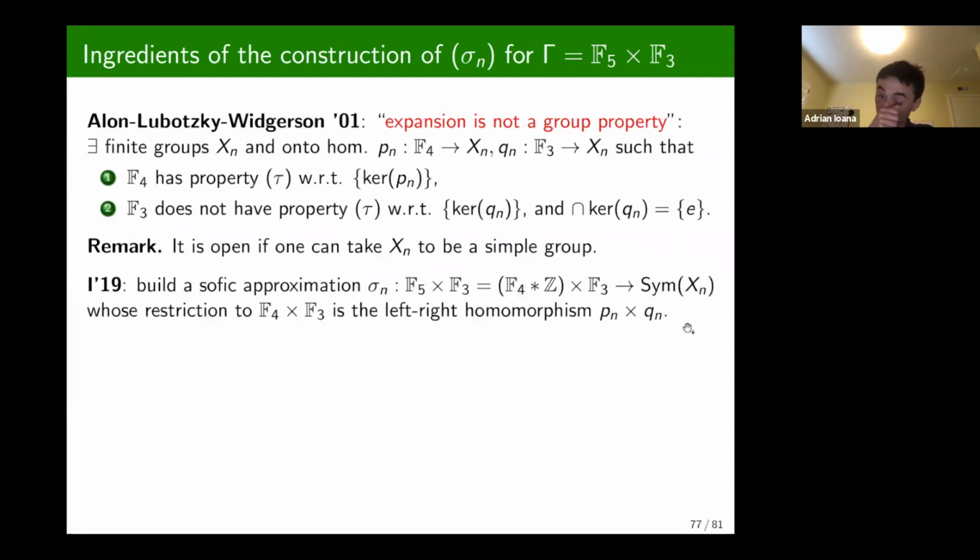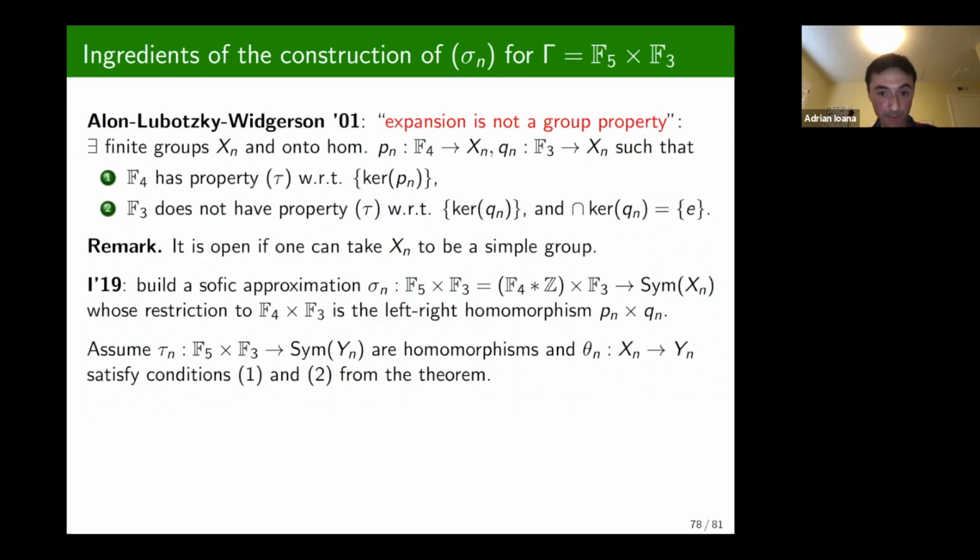Okay, so the construction of Sophic approximation or almost homomorphism that I gave you earlier, you can plug it in here to construct a Sophic approximation of F5 times F3 in such a way that when you restricted to F4 times F3 it is the left-right homomorphism Pn times Qn. Okay, so this is the sort of machine that I described earlier.